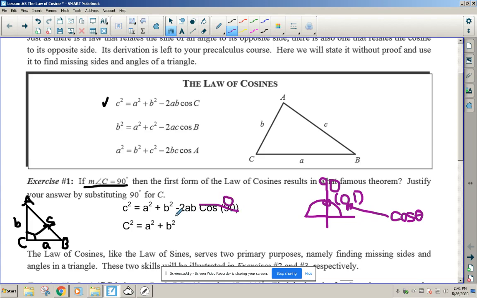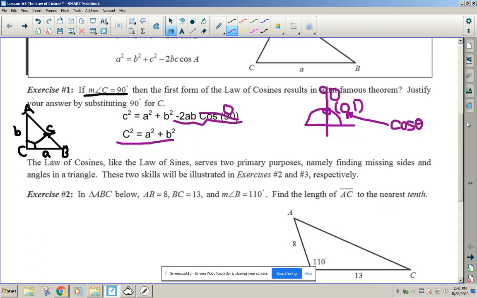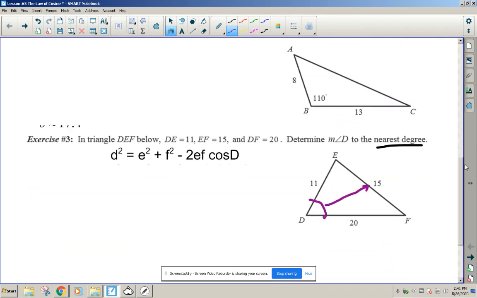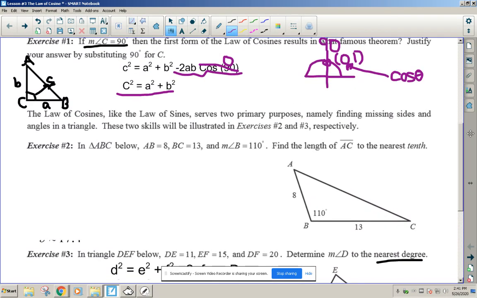anything times 0 is going to make this entire thing go away. Anything times 0 is 0, and now you're at the Pythagorean theorem. See, the Pythagorean theorem, because of the unit circle, you can find the length of any side of a right triangle. But the law of cosines, you can find the length of the side of any triangle. So let's take a look at this problem using the law of cosines.